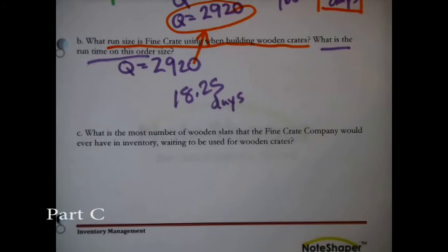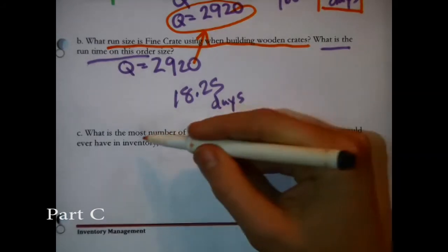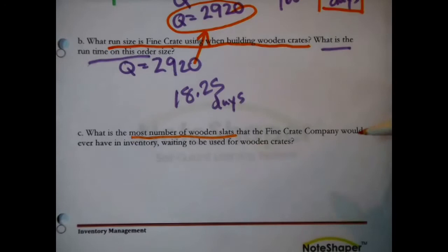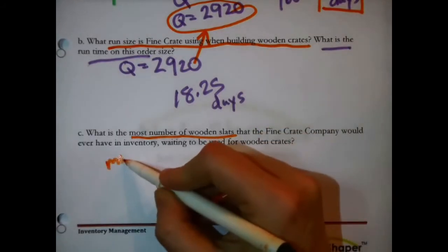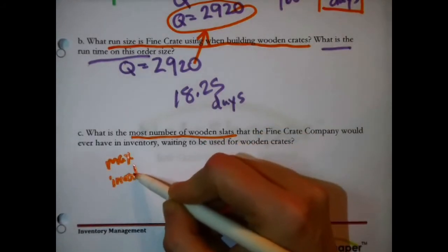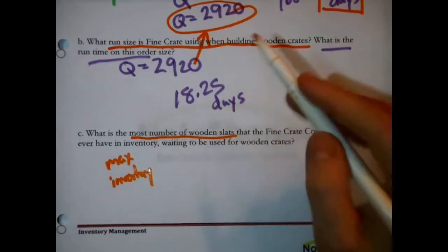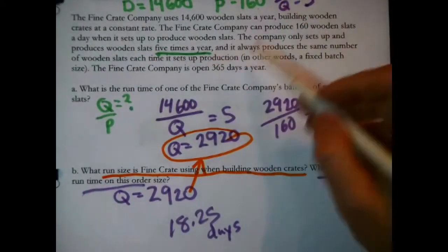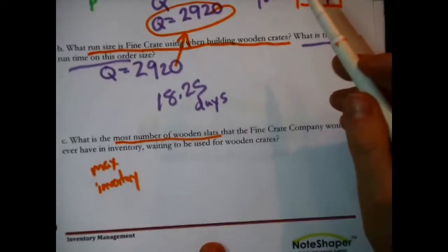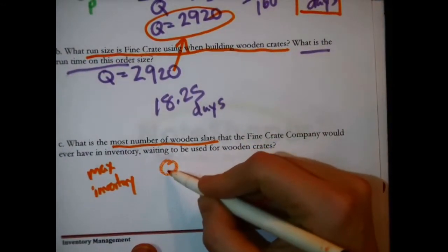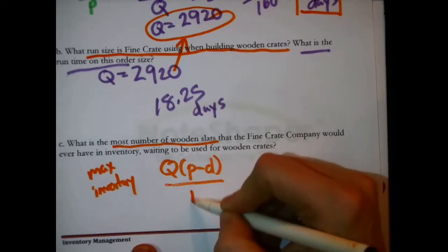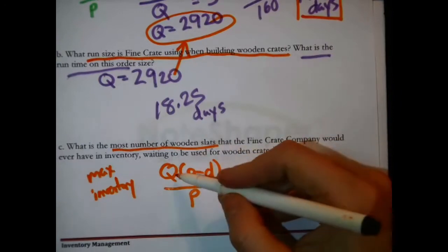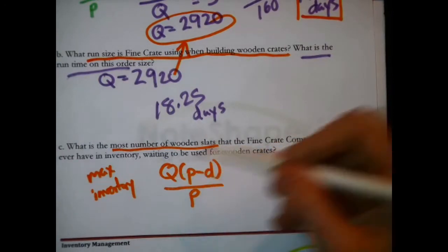What is the most number of wooden slats that the Fine Crate Company would ever have in inventory waiting to be used? Oh, maximum inventory. What it's asking for is maximum inventory. And I have to realize that this is an EPQ situation because we have this P, a production rate, which means that maximum inventory is the result of this formula: Q times (P minus D) divided by P. And I have already figured out what Q is, so I've got a number to put there.